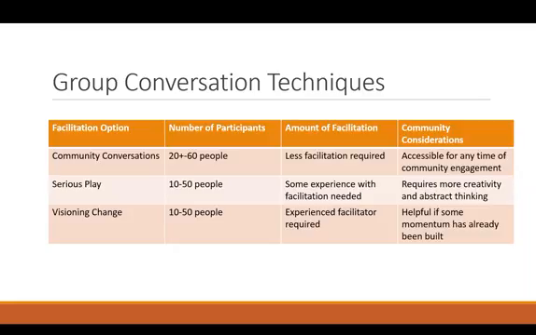So it's 20 or more to 60 people. Less facilitation is required, and it's really an accessible way. A community conversation is about bringing a number of people to the table, usually set up in round tables or circles of maybe 6 to 10 at most, and just having a series of questions and speaking points that you want people to connect on.